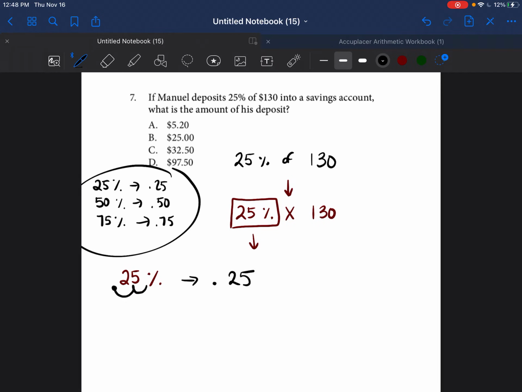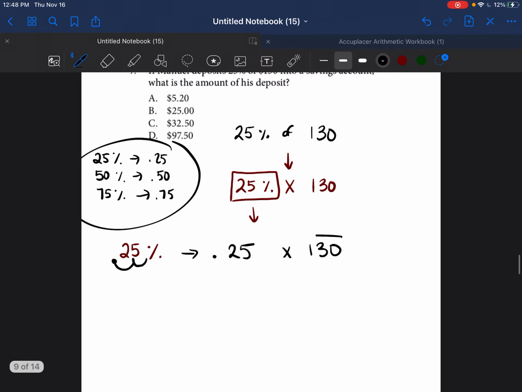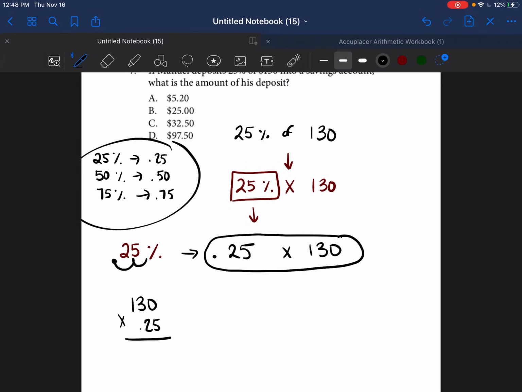Okay, so now that we have 25% as a decimal, 0.25, we can multiply that decimal times the whole number. So now we're going to do 0.25 times 130. That's how we're going to find 25% of 130. So now we're going to multiply 130 times 0.25. We're moving on to a new skill. The new skill is multiplying whole numbers times decimals.